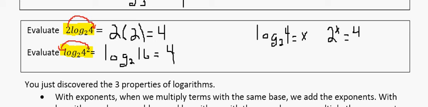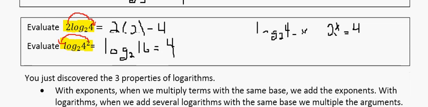Sometimes it's going to help us to take an exponent and drop it in front of the logarithm, and sometimes it's going to help us to actually go in reverse, where we see the exponent that may have dropped in front of the logarithm and put it back up as the exponent of the argument.